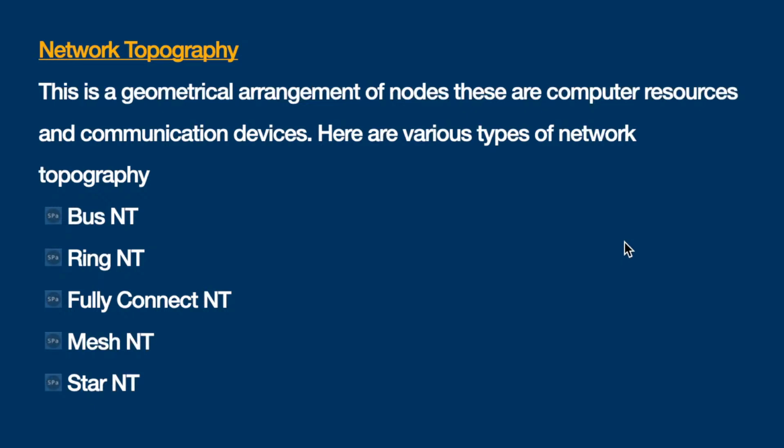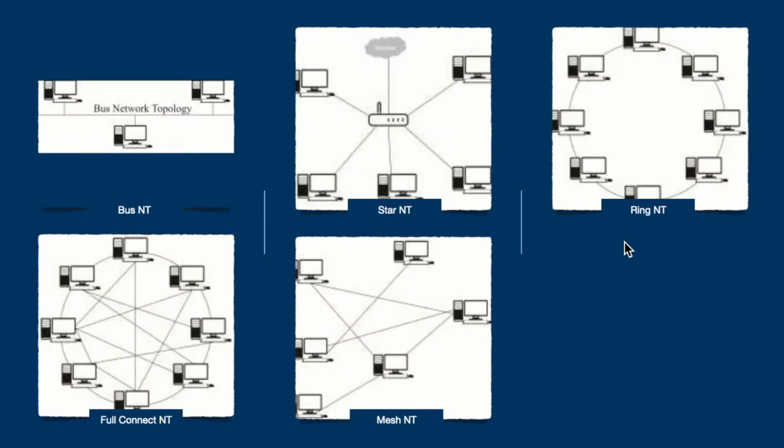This is the geometrical arrangement of nodes. These nodes are computer resources, communication devices. It could be a system, phone, printer, and all. There are various types of network topology. We have bus, that's the first one, the first thing that will come to your mind. We have the ring network, we have fully connected network, we have mesh network, and we have star network topology. So in that state, let's look at the diagrammatical representation of those.